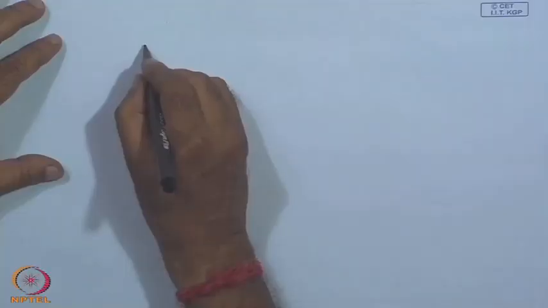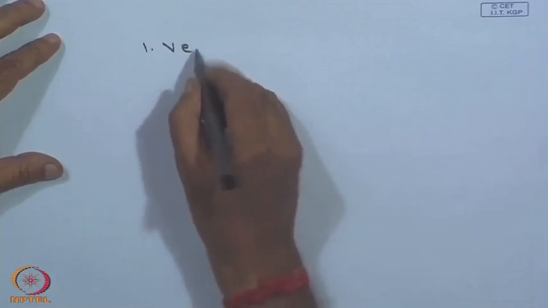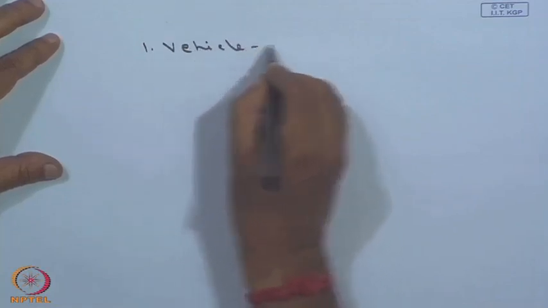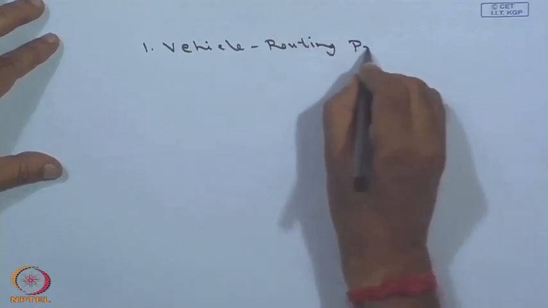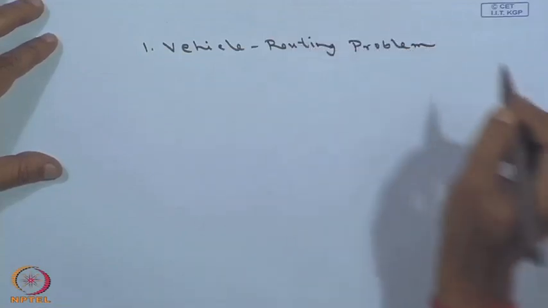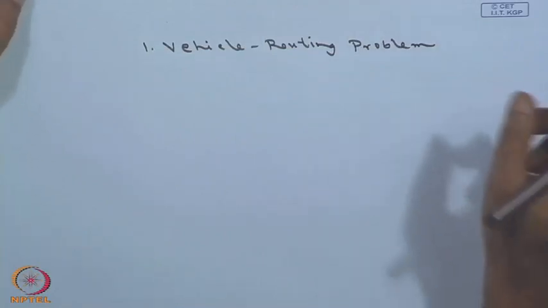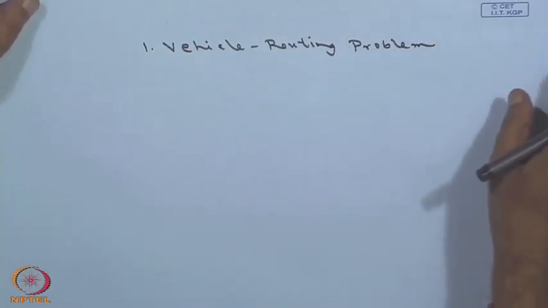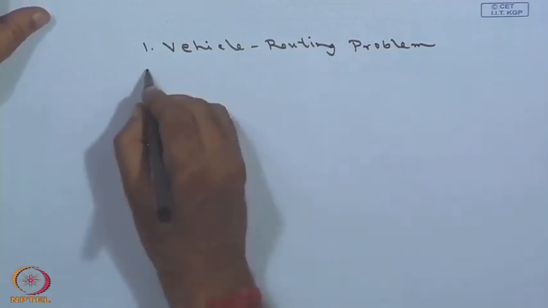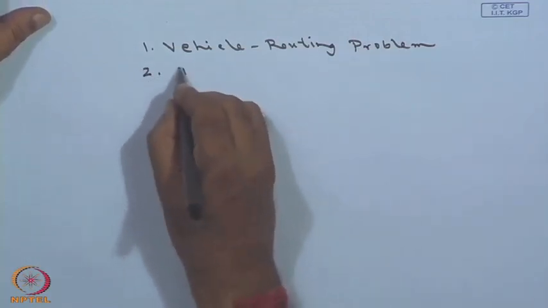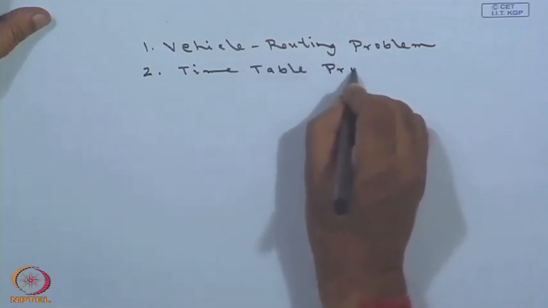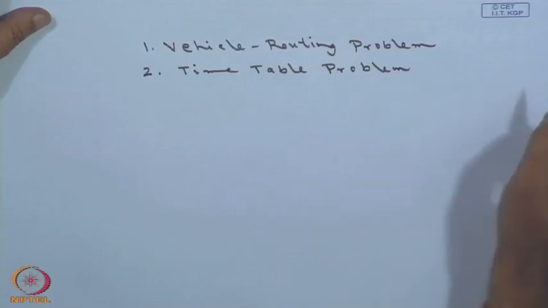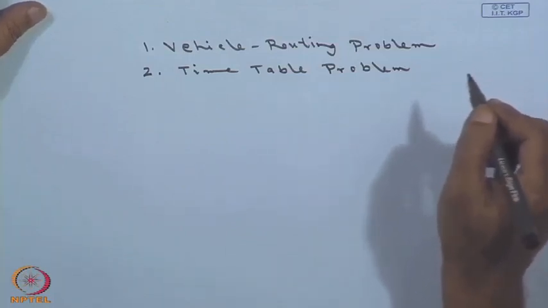Now, it can be applied in various problems, just like the vehicle routing problem, that is, which vehicle should go on which route, whether it should go through the busy route or through the least congested route. So, in this problem we use assignment problems. You may think about the timetable problem. In the timetable problem, which class or which subject should be assigned to which teacher, like this.